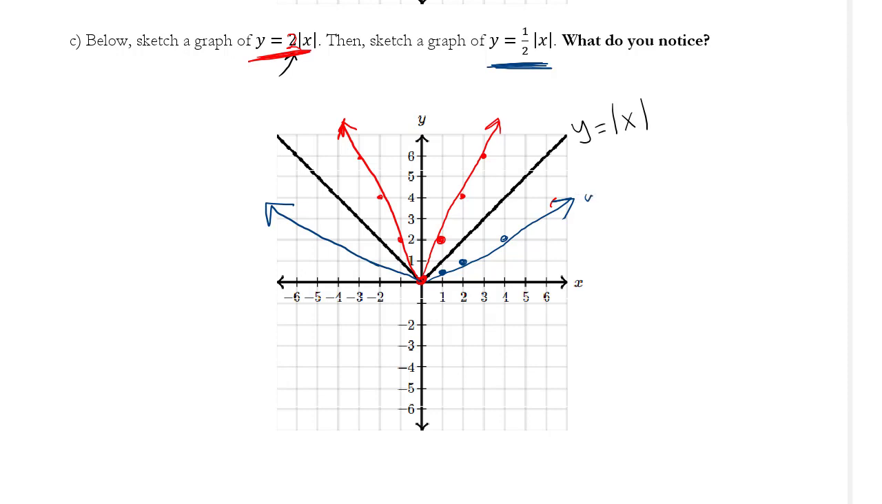So this one right here is going to be our 1/2 absolute value of x. And this one right here is going to be our 2 absolute value of x. And that should make sense.